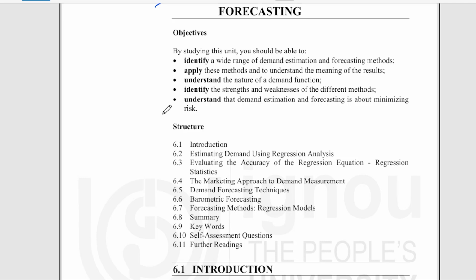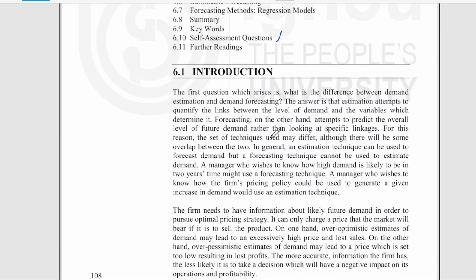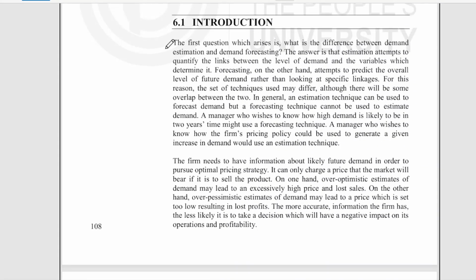Okay, so these are the objectives of this chapter, and the structure is: introduction, estimating demand using regression analysis, evaluating the accuracy of the regression equation, regression statistics, the marketing approach to demand measurement, demand forecasting techniques, barometric forecasting, forecasting method, that is regression models, summary, keywords, and self assessment questions also. Okay, so let's begin with the introduction part.